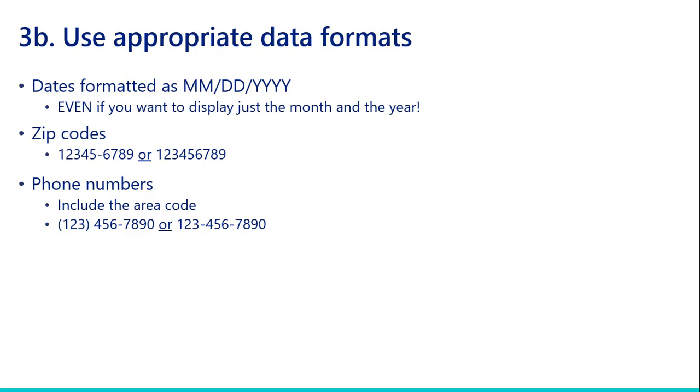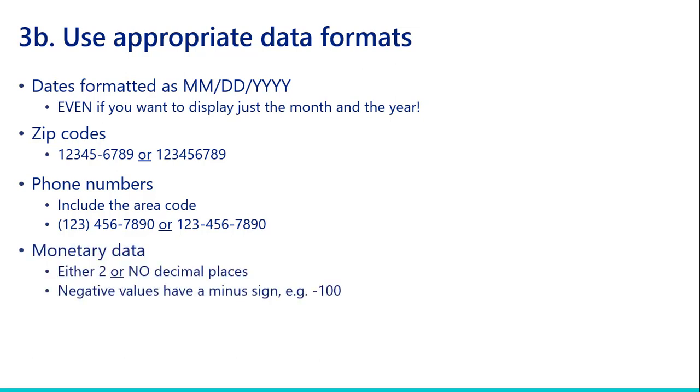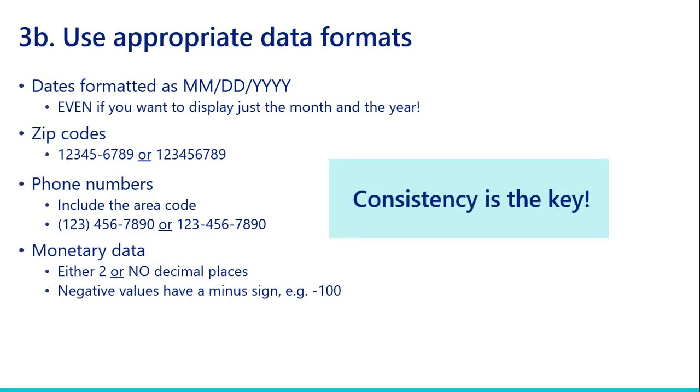Whether the phone number is expressed using parentheses or dashes, or even just plain numbers, do not mix the formats within the same column. Numeric data that represents money should either have 2 decimal places or no decimal places. Negative values should be preceded with a dash for a minus sign, not placed within parentheses or another notation. The takeaway here, with all formats, is that consistency throughout the dataset is key.